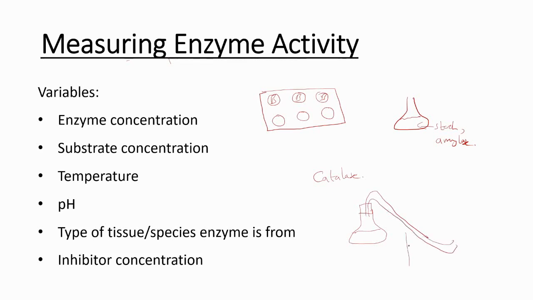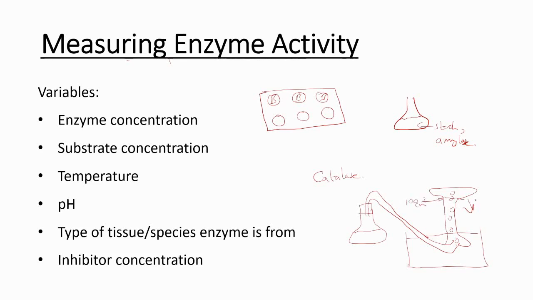You then have a trough of water. And here you will have an inverted measuring cylinder which is filled with water. And what will happen is bubbles of gas will bubble up and fill the top, and they will displace the water downwards. So let's say at the top here, you filled up to, let's say, 100 centimeters cubed.